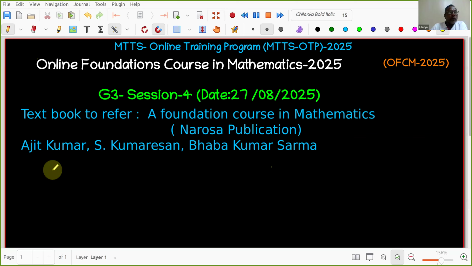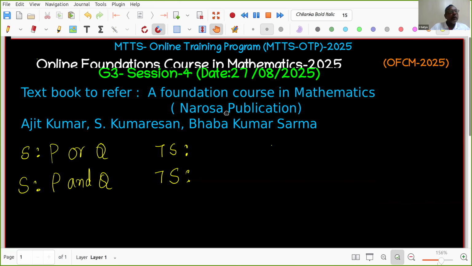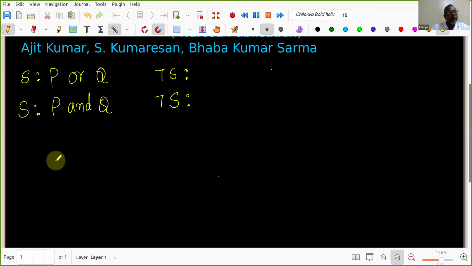So in the previous class, we discussed something called compound statements, right? One is P or Q, another one is P and Q. Then what is negation of S? You need to recall. This is S. Then what is negation of S? Right. Now today we are going to look at one more.